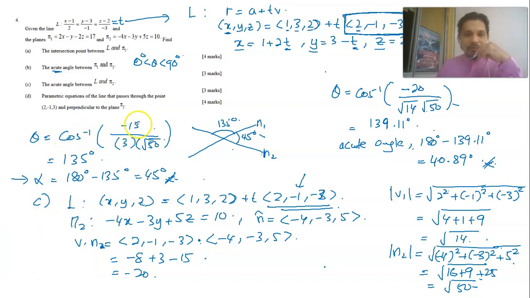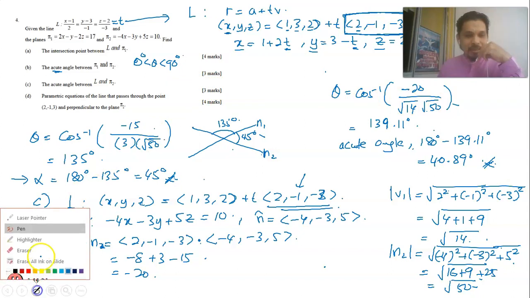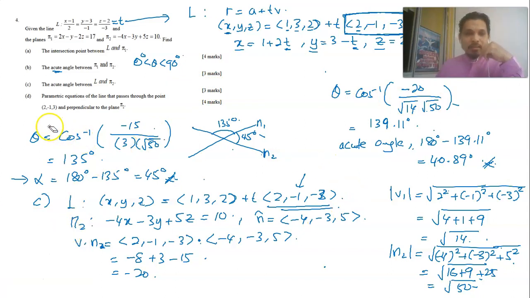Arc cos of -15 divided by 3 times square root of 50, and arc cos of -20 divided by square root of 14 and square root of 50 for this one here. Okay, and now I'm going to make a clearance again. This one.